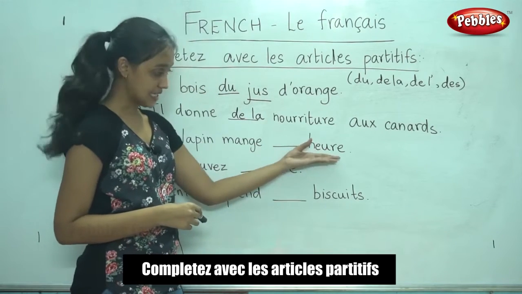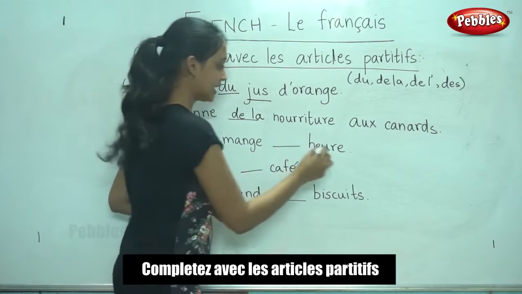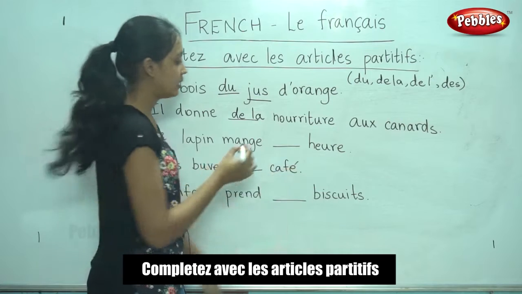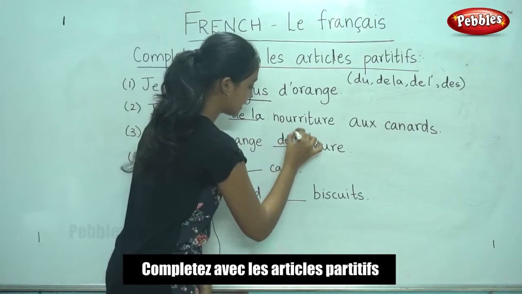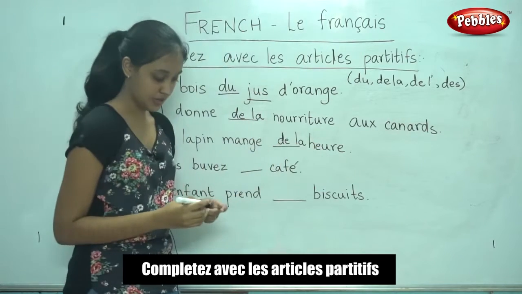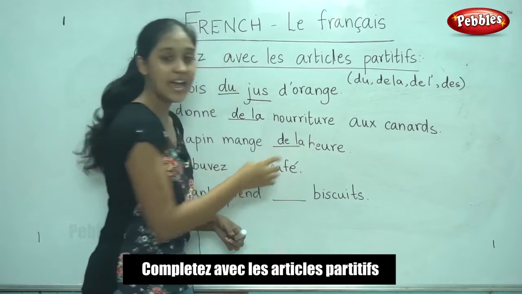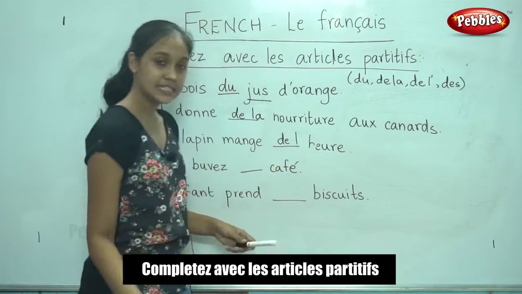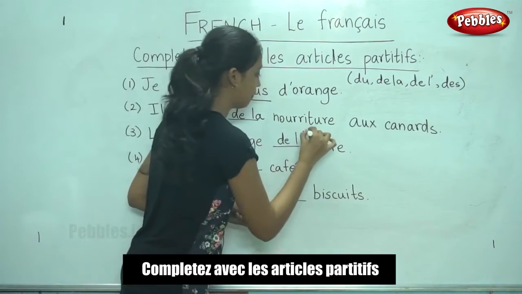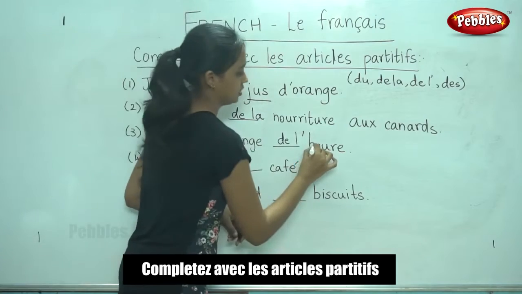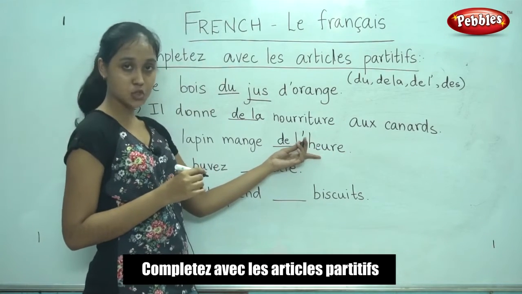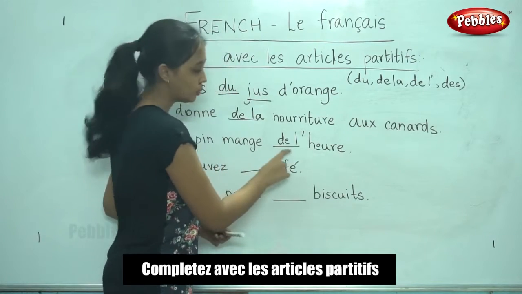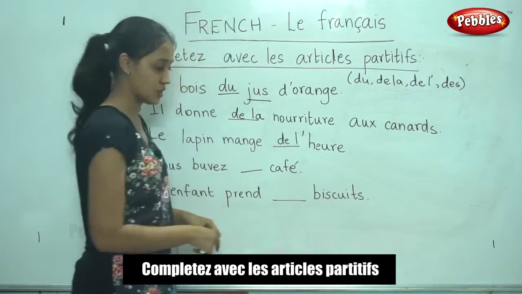Now this is the noun that is after the blank. It is in the feminine singular form. So we would write de la. However, here there is a H mute. So what would we do? We would write de l'. So did you understand? I hope you are not confused with this. It is very simple. Since there is a H mute, we write de l'.